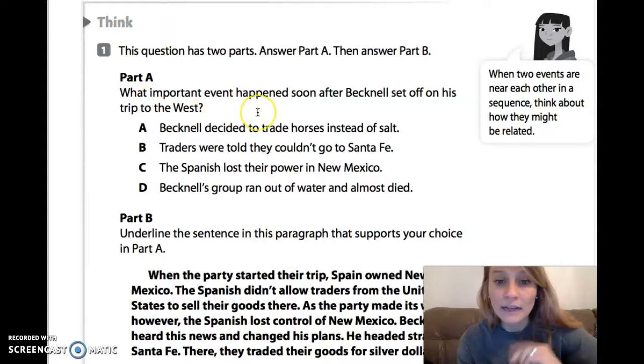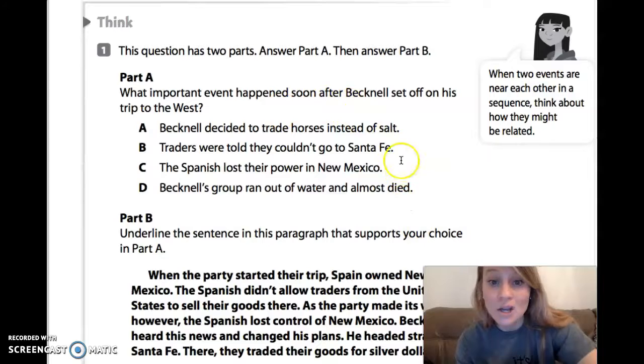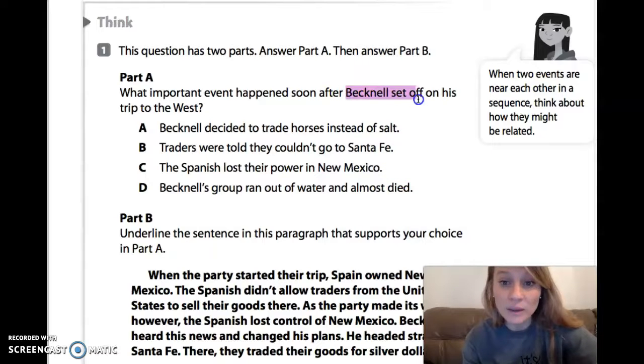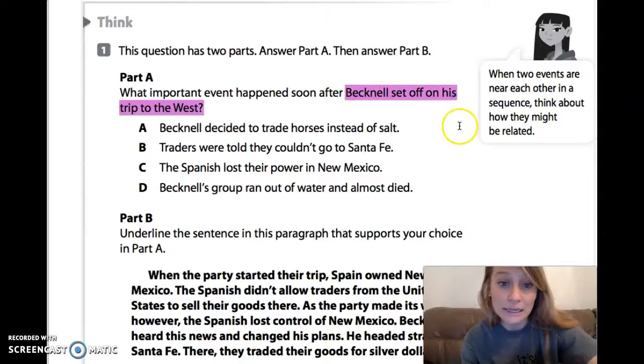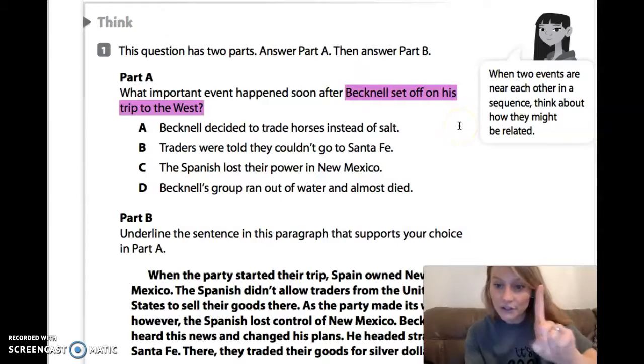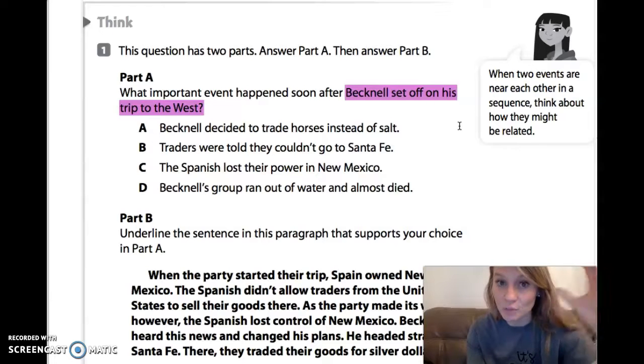What important event happened soon after Becknell set off on his trip to the west? So what things happened after Becknell set off on his trip to the west? So we're going to have to really look, when did Becknell set off on his trip to the west? And it might be his first trip. So we're going to have to pay attention to some of our choices. Let's look at the choices.